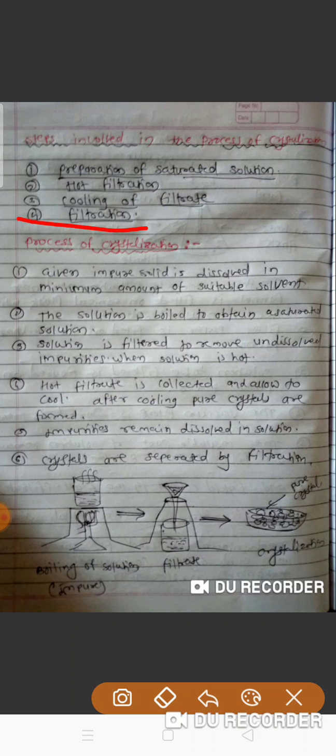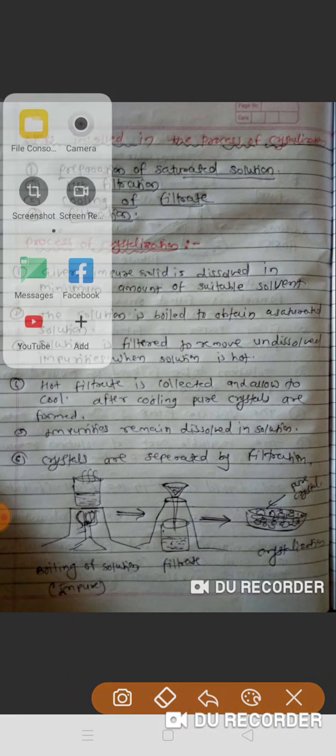So there are four steps involved in the crystallization of a solid substance. First is the preparation of saturated solution, second is hot filtration, third is cooling of the filtrate, and fourth is filtration. These are the four steps involved in crystallization.